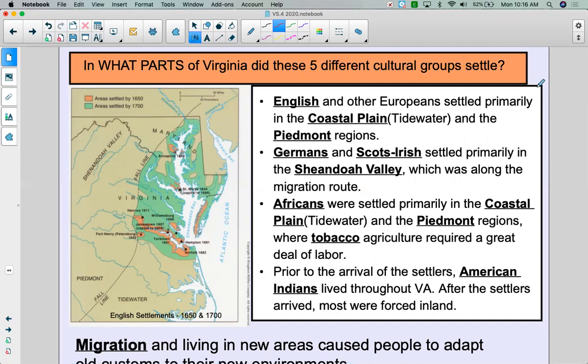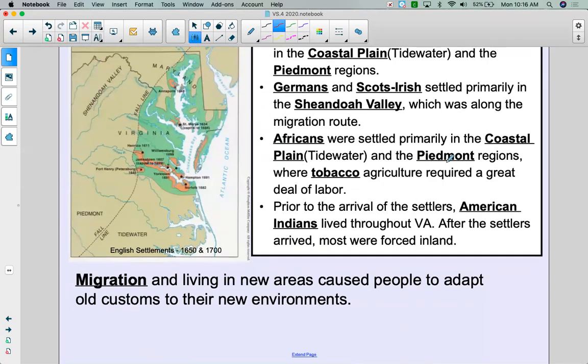And Africans were settled primarily in the coastal plain Tidewater and Piedmont regions where tobacco agriculture required a great deal of labor. And prior, which means before, prior to the arrival of the settlers, American Indians lived all throughout Virginia. After the settlers arrived, most were forced inland. That means they went further back in Virginia. And migration, boys and girls, and living in new areas caused people to adapt old customs to their new environments.